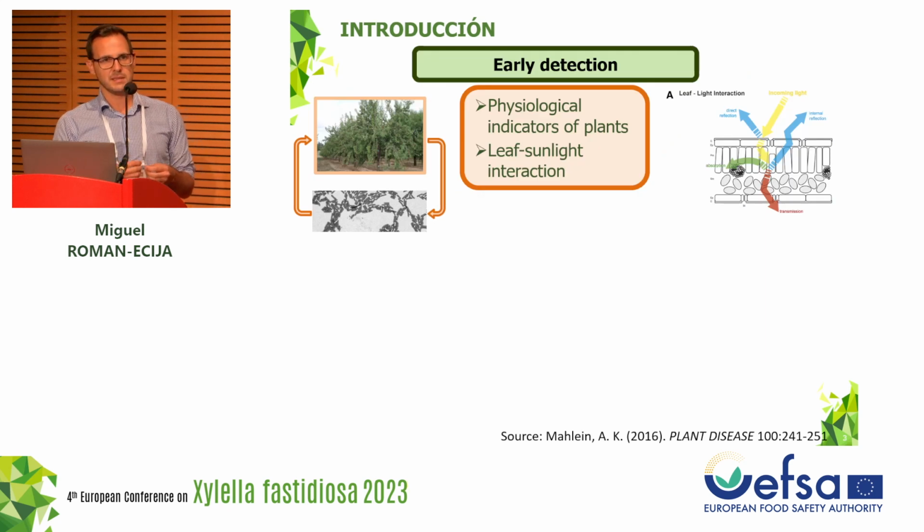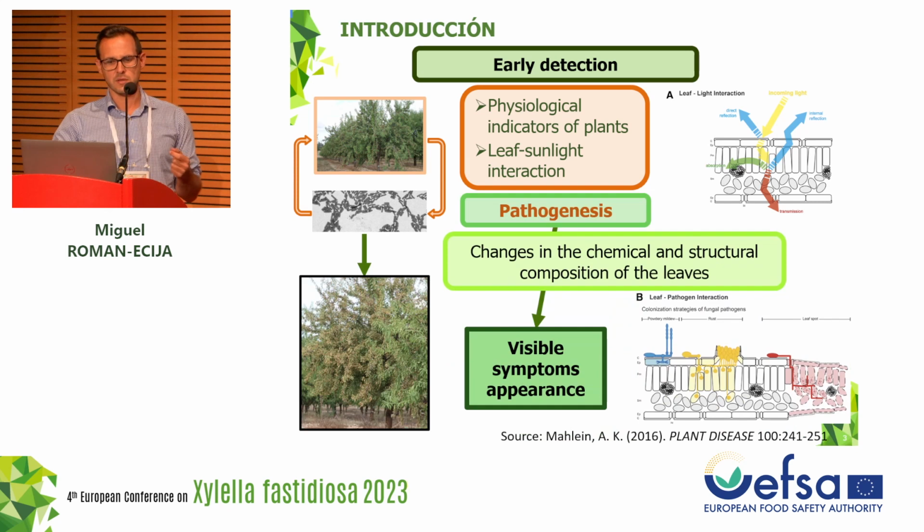For that, we base our approach on some chemical components that are in plants and their interaction with sunlight. Once the infection occurs, we can detect this with the devices that I'm going to show you in the next slide. We can detect these small changes in the chemical compounds in the plants that could be related with the Xylella fastidiosa infection, before the visible symptoms appear.